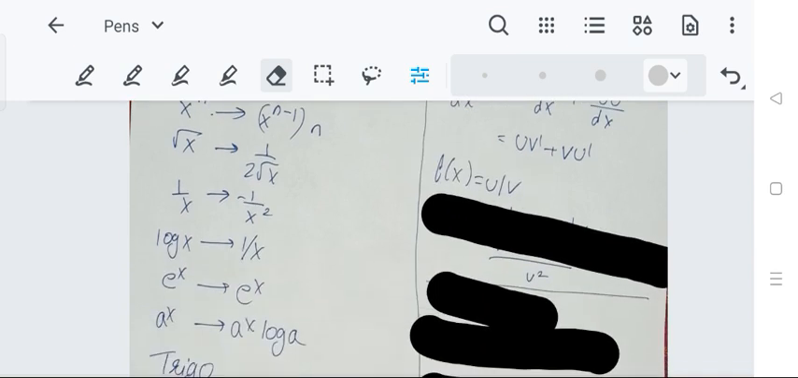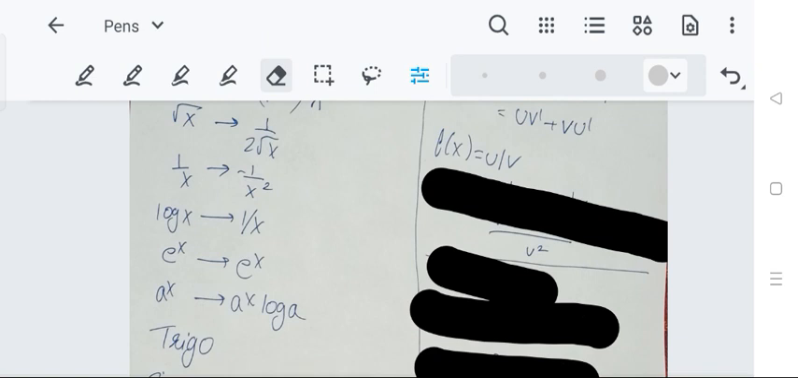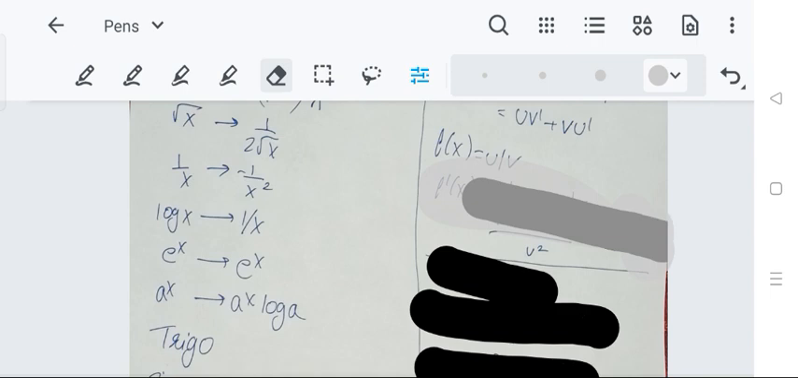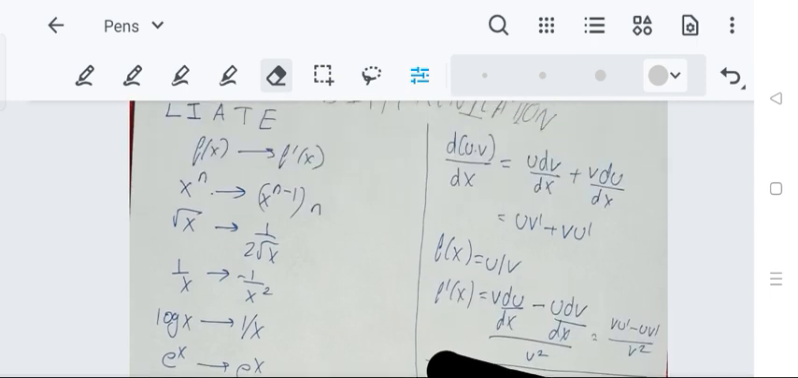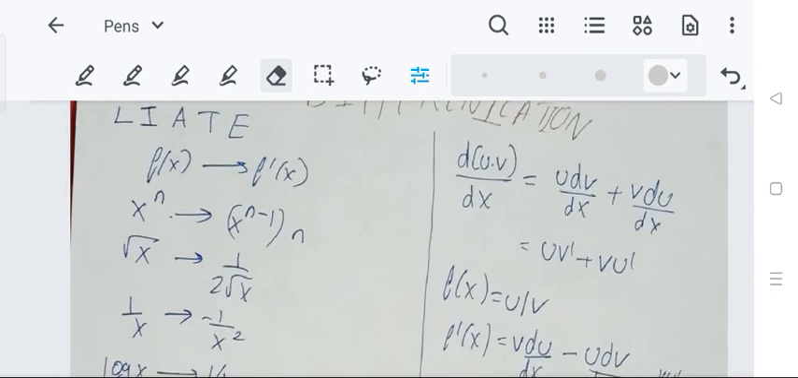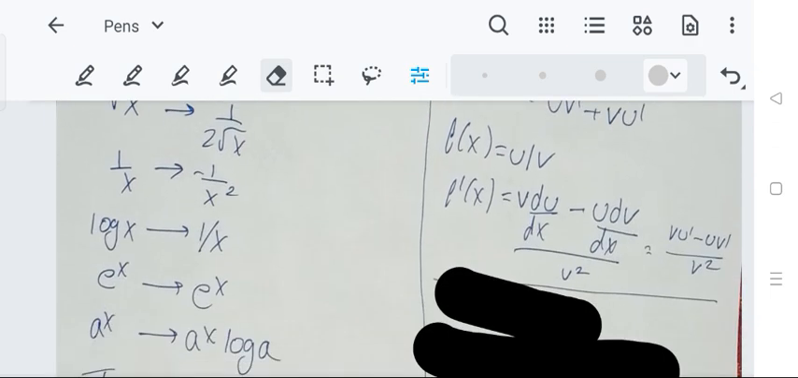Now another important one is the division formula, that is, what will be the differentiation of u upon v. In the upper case the order does not matter, but here the order matters. It is differentiation of the first term multiplied by the second term minus differentiation of the second term multiplied by the first term, divided by the square of the second term. It simply is v into u dash minus u into v dash divided by v square.